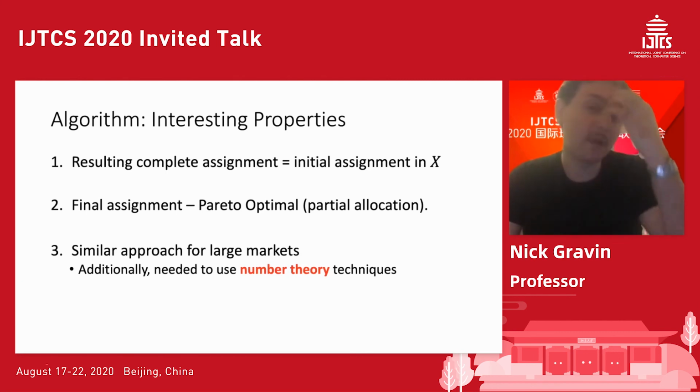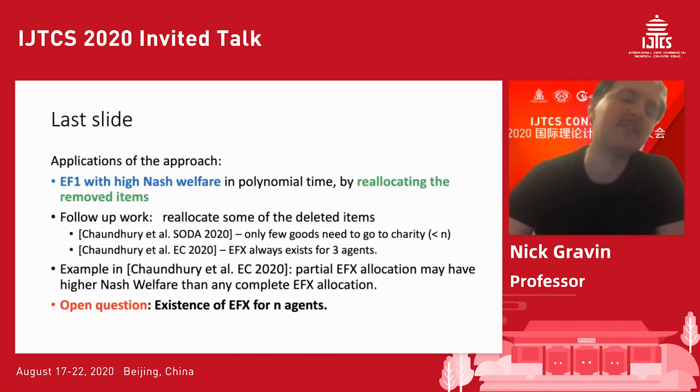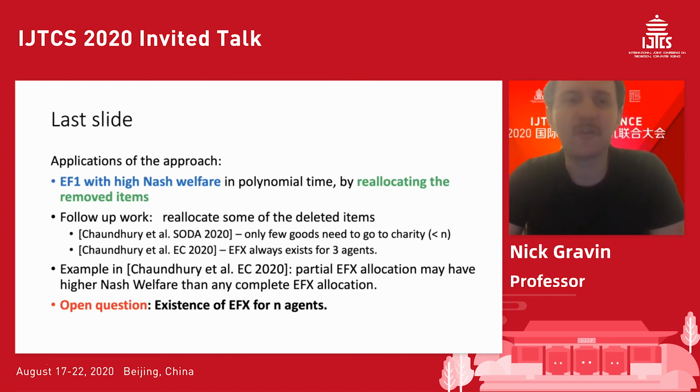And in our second result for large markets, we used a similar approach, with a bit more technical work with deletions. But when items are small, we had to do some number theoretic analysis to get our result of a 1 minus epsilon approximation. All right, so my last slide is just to summarize and also mention that I think these are quite exciting research directions.